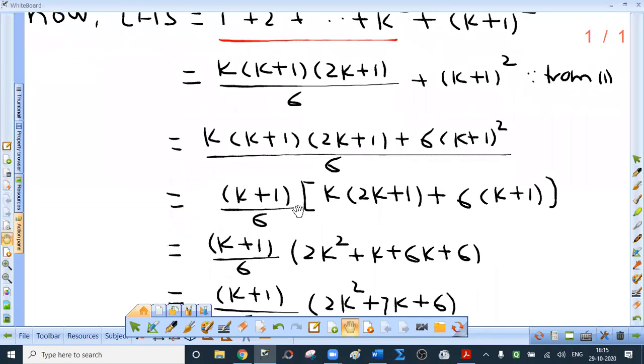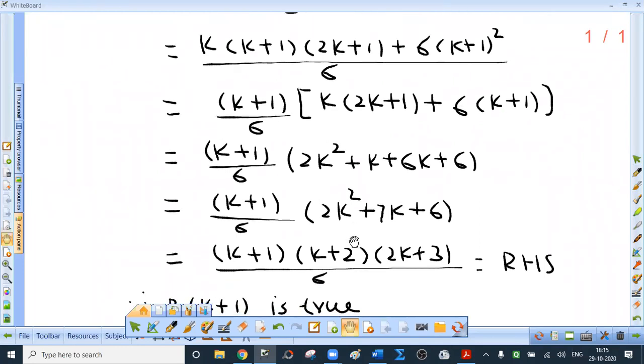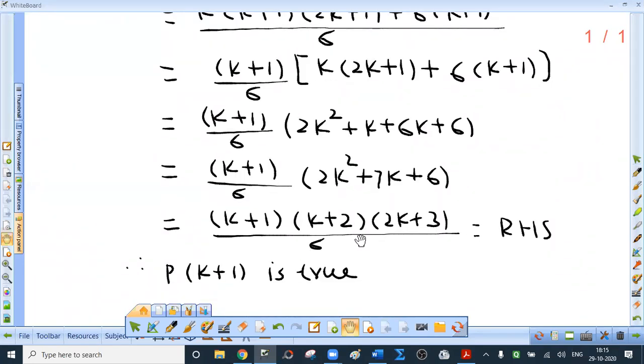(k plus 1) can be taken common. Now what are the factors of this? (k plus 2) and (2k plus 3). So it is (k plus 1) into (k plus 2) into (2k plus 3) upon 6. This is RHS. So P of k plus 1 is true.